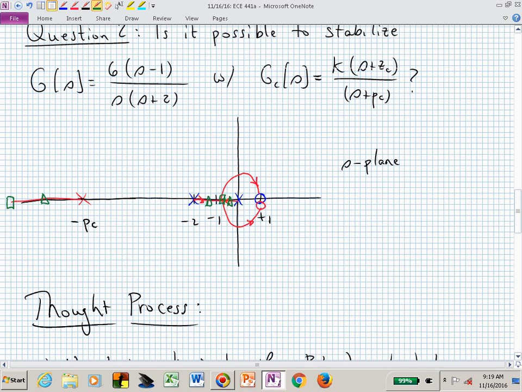Right now we have G sub c as k, s minus 1, s plus, let's just say 4. So this is now minus 4. It's not drawn to scale, is it? Oh, well. But what's k? Can you find a k quickly? Do you have to find the breakaway to find k?